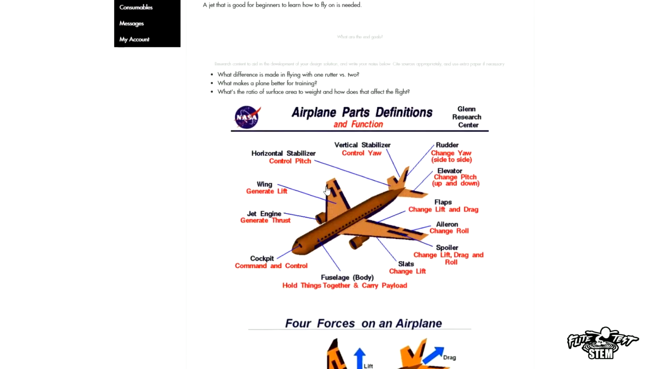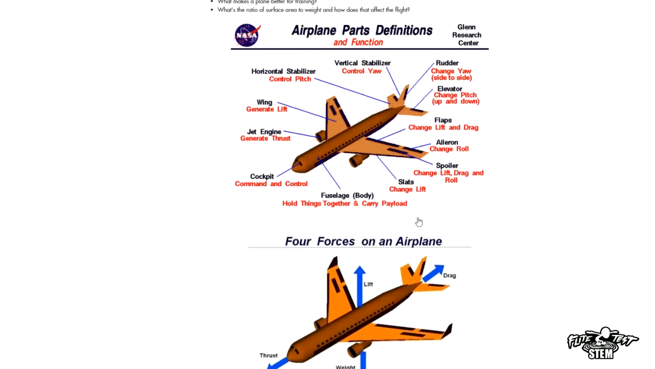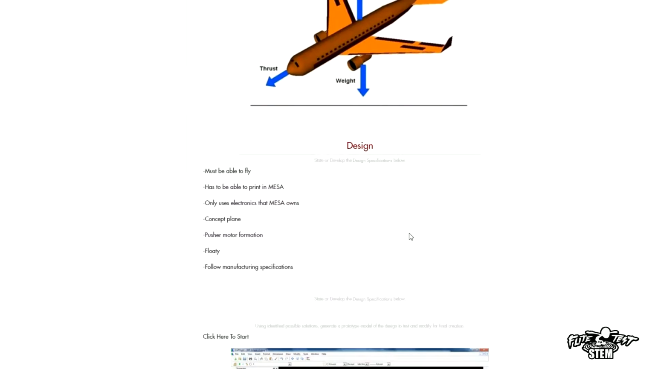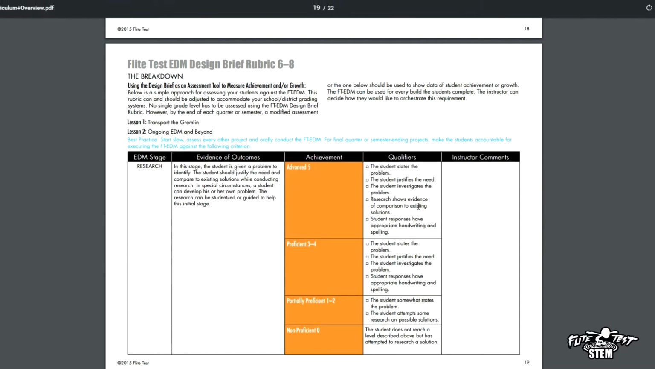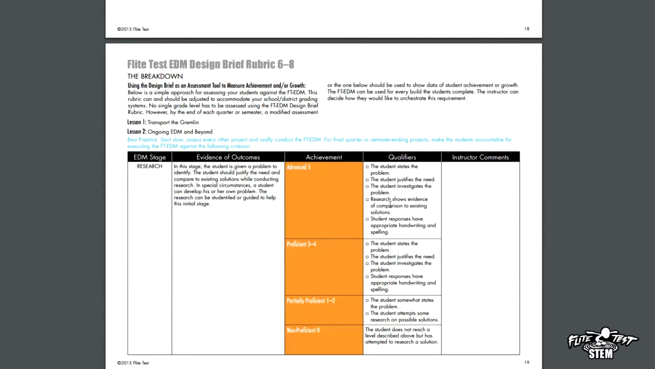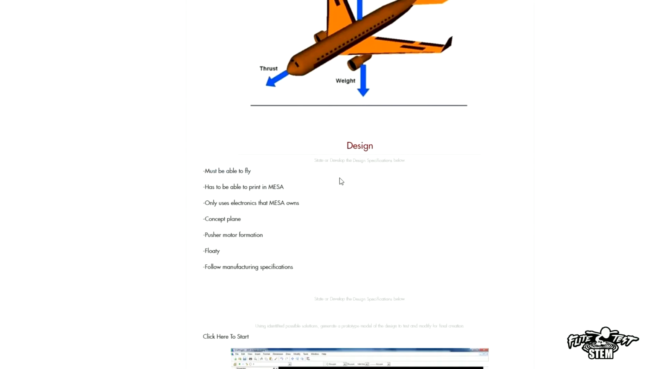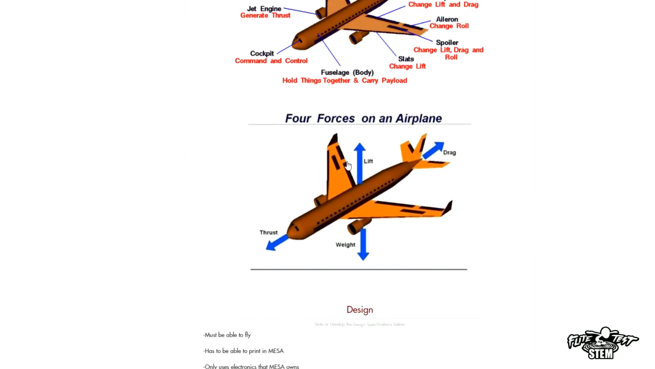And she uses NASA, and her research is kind of vague. So for this one, does she investigate the problem? Yeah, somewhat. And maybe she's not showing all her research. And so this right here says research shows evidence of comparisons to existing solutions. So does she have any other solutions in here? No, she doesn't. So she would be missing 1 to 2 of these bullet points.